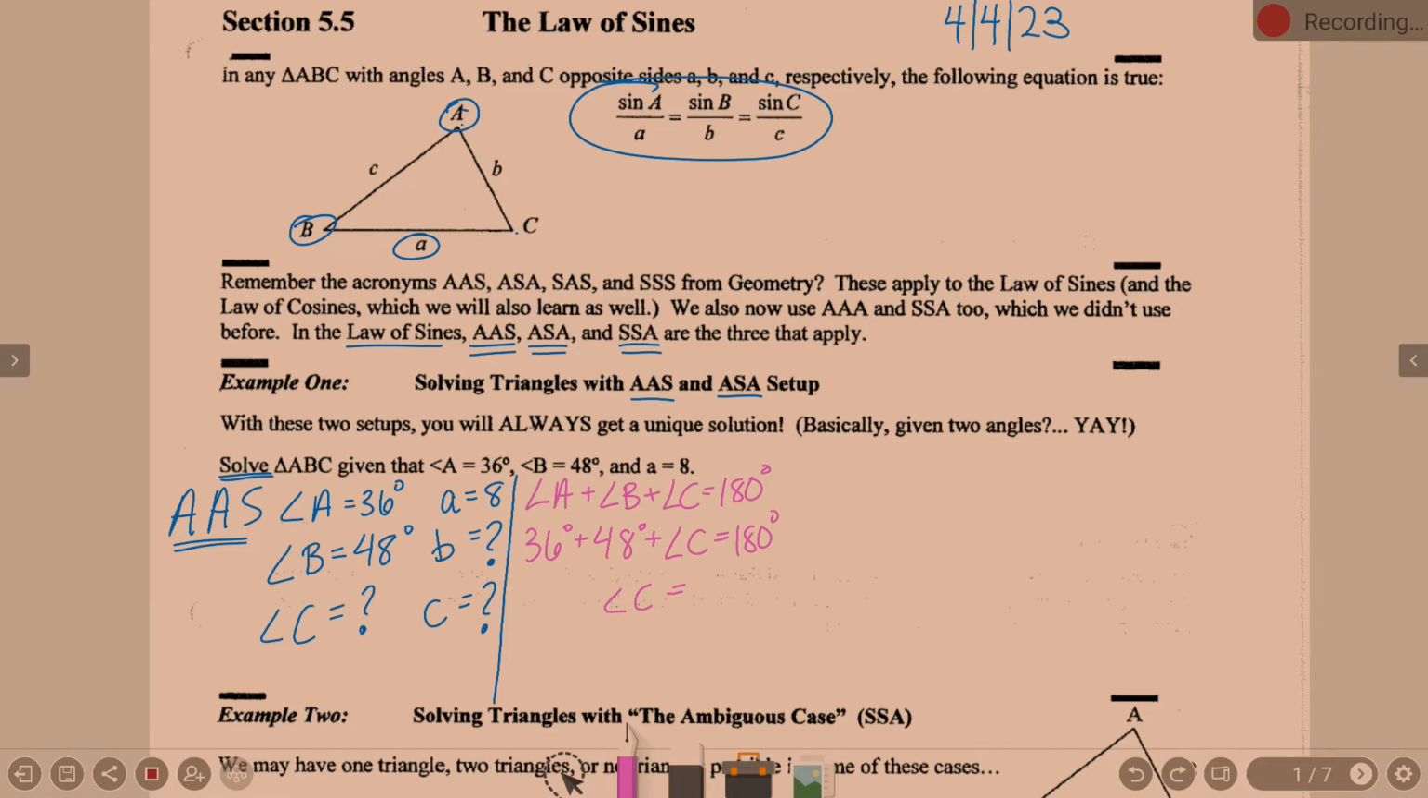What did you find angle C to be? 126. 126 degrees. I don't think that's right. I got 96.